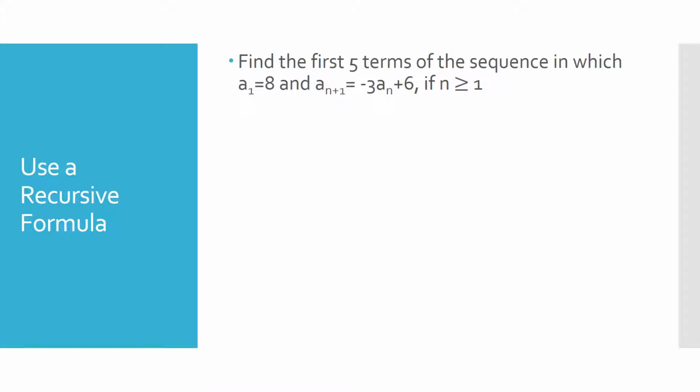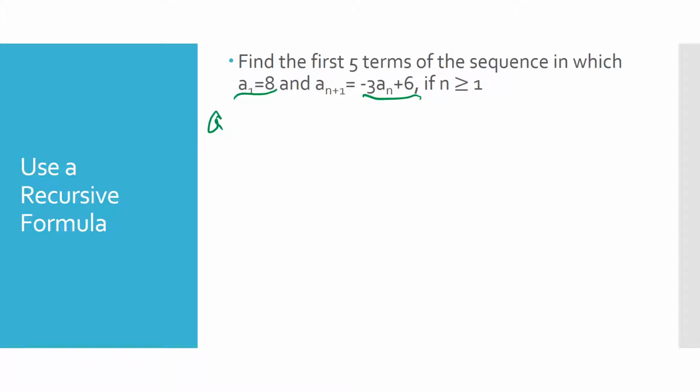In the first 5 terms of the sequence, we already know what A1 is. It is 8. So what we've got to find here is terms 2, 3, 4, and 5. We're going to do that by plugging 8 initially into this recursive formula, solving for that, and then taking our solution and plugging it right back into that same formula until we get our 5 terms. So let's approach it this way.